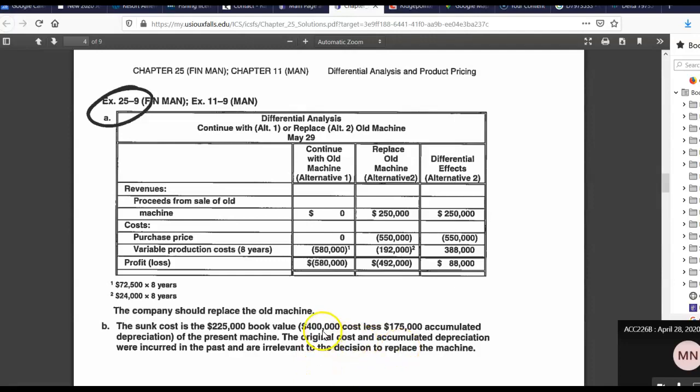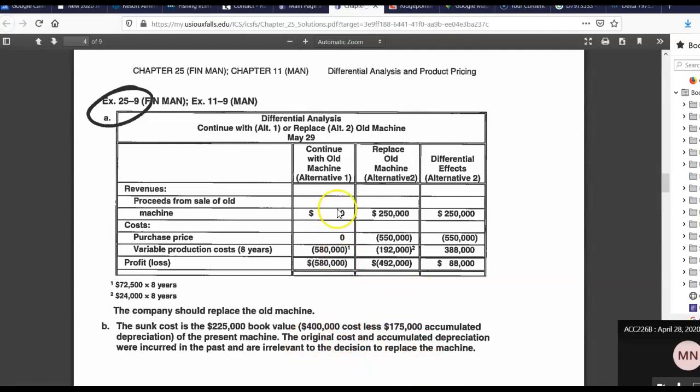So if you tried to look at 400 and the accumulated for a book value of 225, if you throw that into this scenario, you're going to get a wildly different answer and unfortunately wrong. That's done. And we have to just accept our losses and go forward.